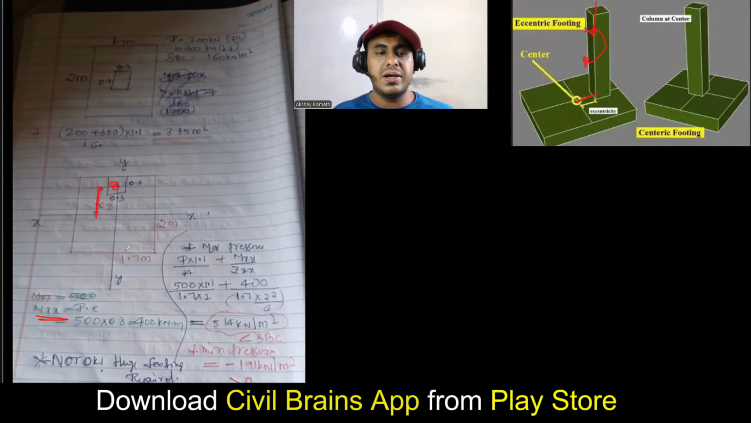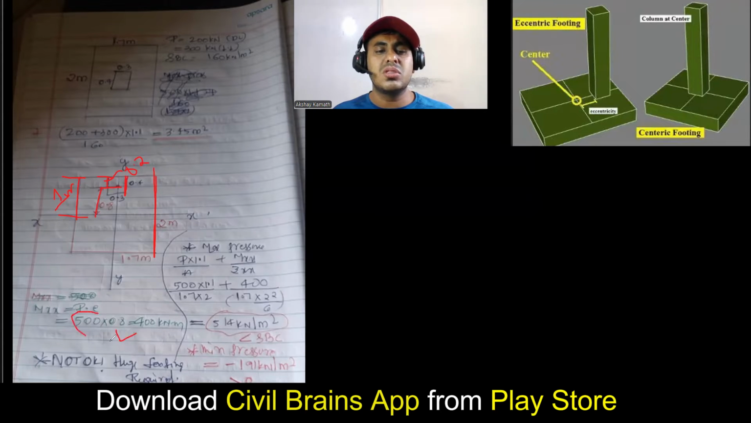So P into E. What is P? 200 plus 300 is 500. So 500 is the load. Multiply by eccentricity, which is 0.8. How did I get 0.8? It was very simple. See, if this is 2 meter, this will be 1 meter. Half of that will be 1 meter. Agree with me? Now, if this is 0.4 meter, half of this is 0.2. I'll write 0.2 here. So I want from the center of the footing to here. So 1 minus 0.2, I'll get 0.8. That is why I've written 0.8 here.